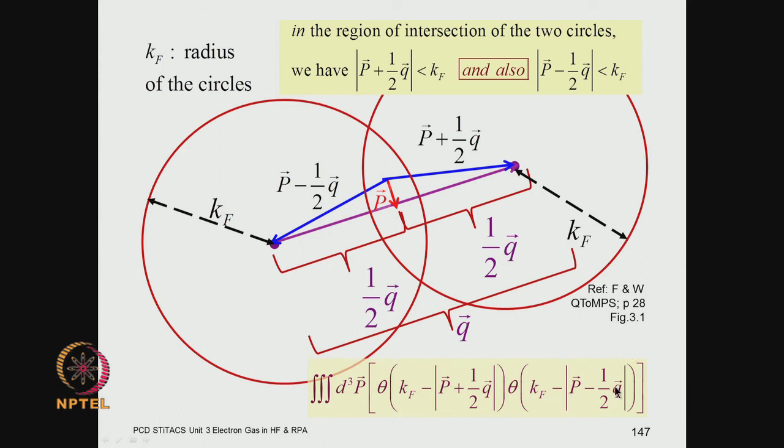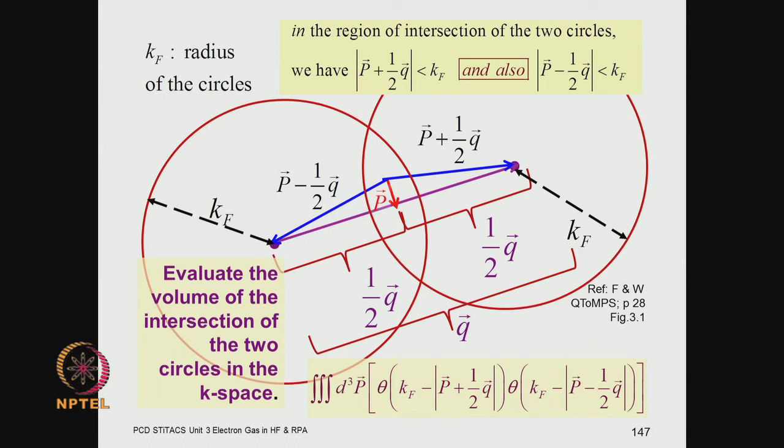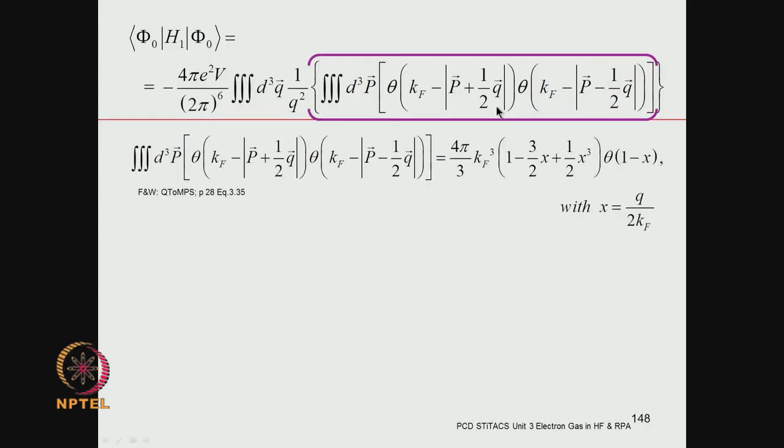This integration now becomes a problem in geometry. All you have to do is to find the volume of intersection of these two circles. Okay? So, this is a very nice trick, and having done this, you now proceed to determine the volume of intersection of two spheres with this kind of geometry, and that result comes straight from geometry.